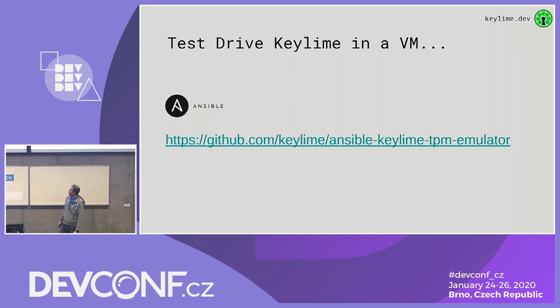So we've got an Ansible role. It comes with a Vagrant file. Most of you are familiar with Vagrant. This will allow you to Vagrant up, and it will call an Ansible hook, which will install Keylime. It will install a software TPM emulator, so you'll be able to log in and run Keylime and then perform all of the sort of use cases that we have. So we've made it really simple for people to get involved.